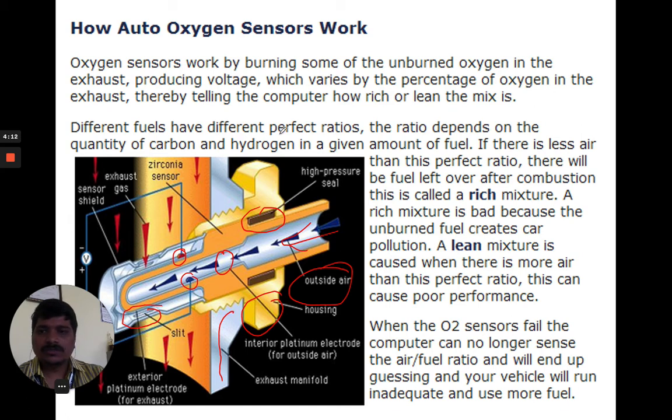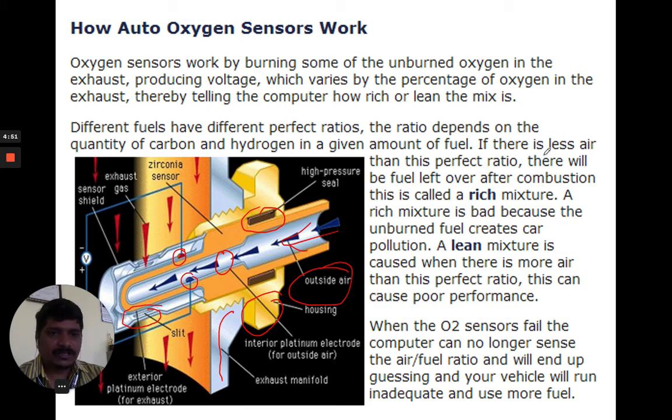Different fuels have different perfect ratios. Different fuels have different combination ratios. The ratio depends on the quantity of carbon and hydrogen. As we know, in the exhaust and in the fuel we have two parameters, carbon and hydrogen. Keep in mind that the perfect ratio is already defined by the vehicle manufacturers.